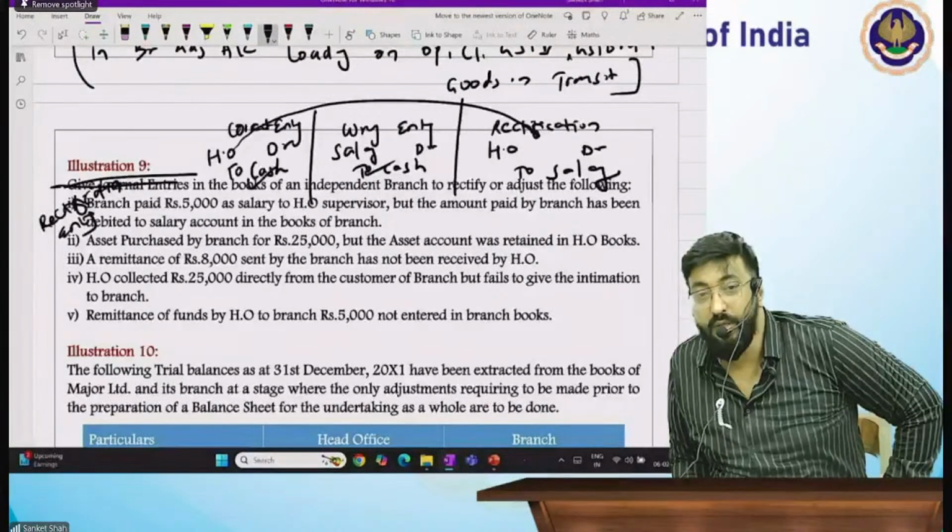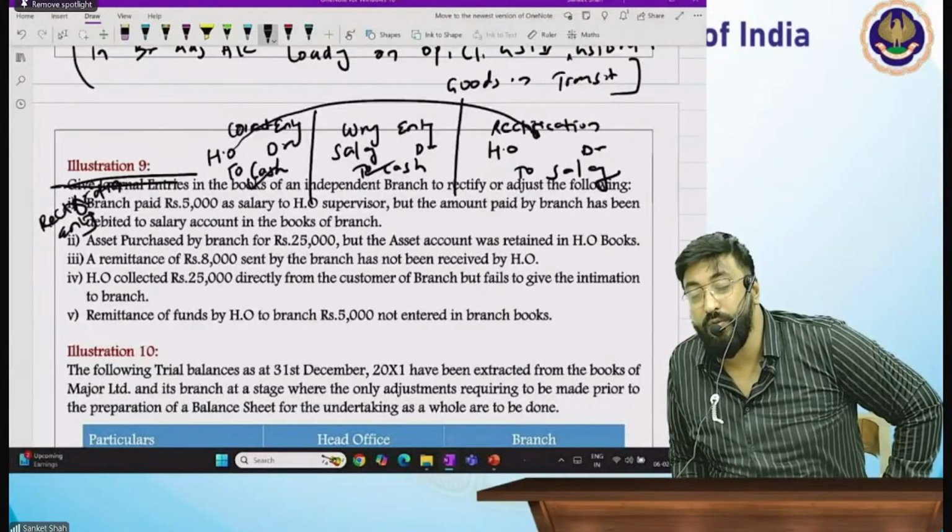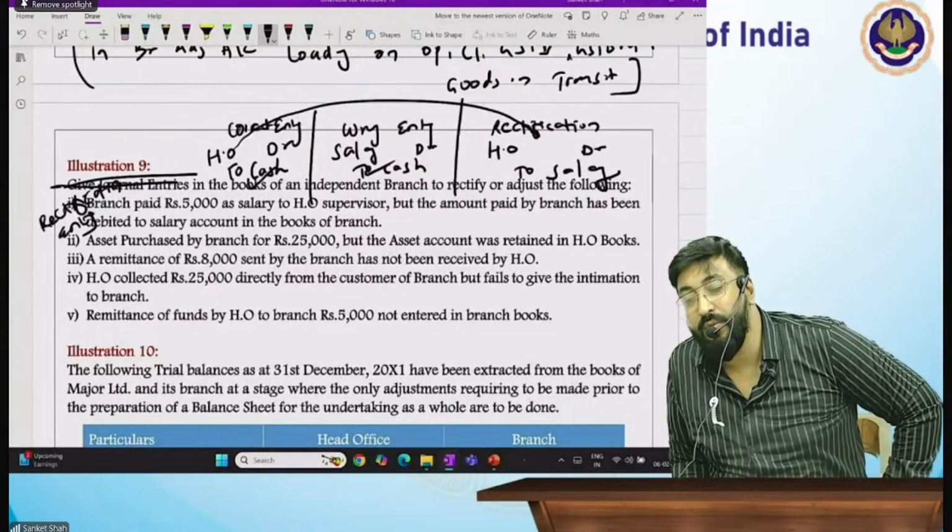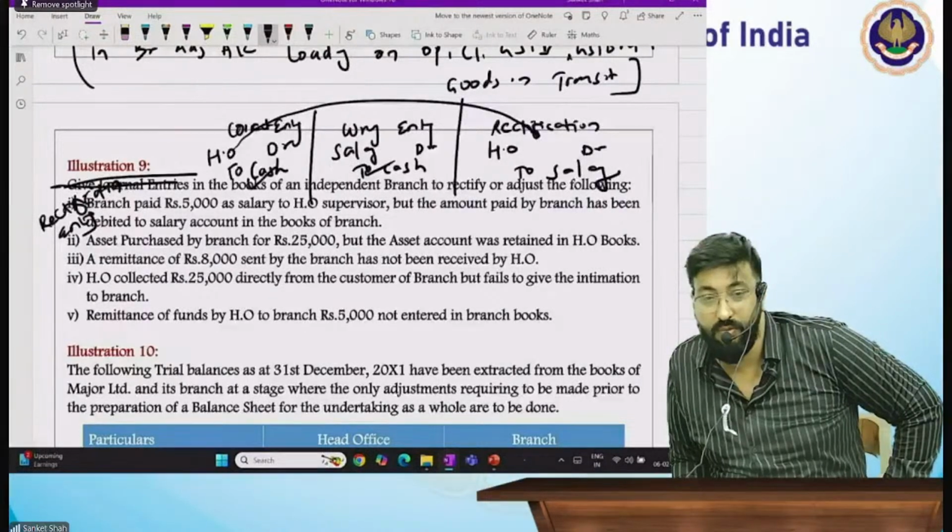Got the logic? Yes, sir. Asset, who will record? HO will record the asset. Asset to branch. And who made the payment? Branch made the payment, so to cash. But they cannot give debit to the asset account; they will give debit to the HO account, the head office account. Yes, sir.